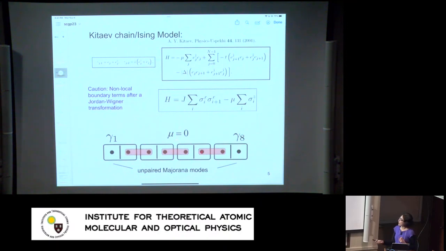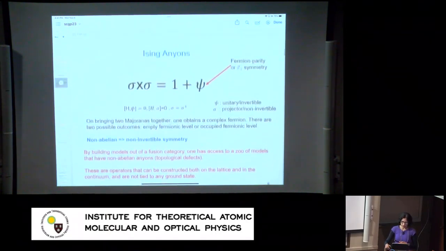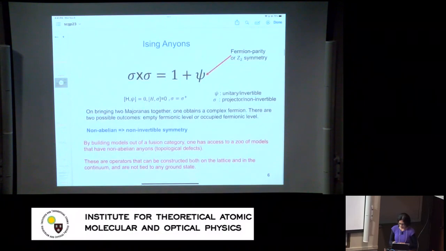So what happens in the ferromagnetic, topologically non-trivial phase, when you put open boundary conditions, you have these dangling Majorana modes, right? So we all know that, and that is the reason why there are all these experiments being done to realize these Majorana modes in the lab. But this is exactly our first example of some non-Abelian physics, because these Majorana modes, let me call them sigma.